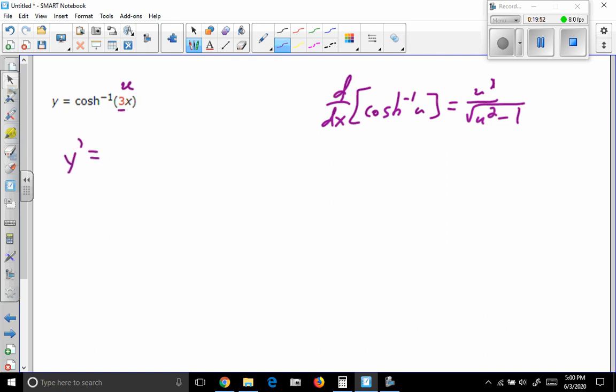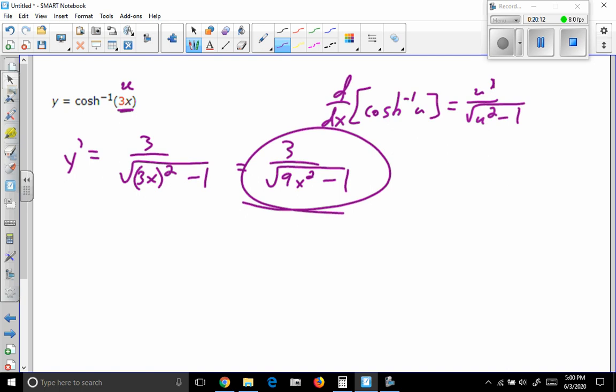So keep in mind, this is the derivative of 3x: u prime over the square root of u squared, so 3x squared minus 1. So on bottom, we square 3x, so 3 squared and x squared minus 1. So that's our derivative. That's the derivative of inverse hyperbolic cosine of 3x.